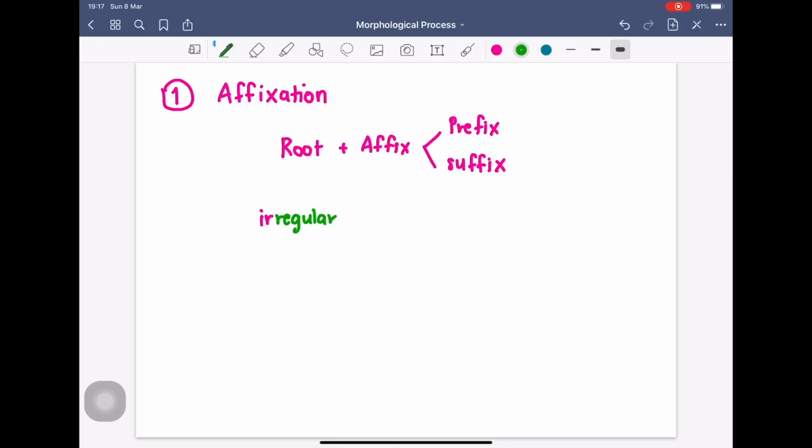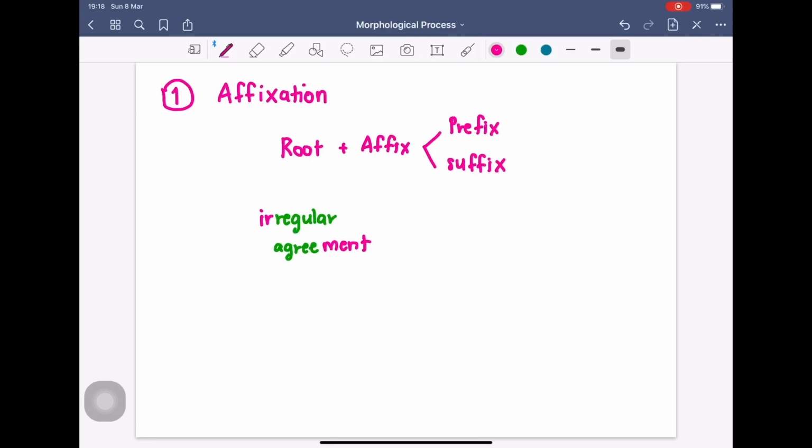Okay, so for example, we can have the word regular, with the prefix plus the root regular, right? Or we can have the word agree plus the suffix ment, agreement. Before, we only had the word agree, that is a verb, and then you just changed it into a noun by adding ment. Okay, but it's not only that. You can see from the book, from page 51.